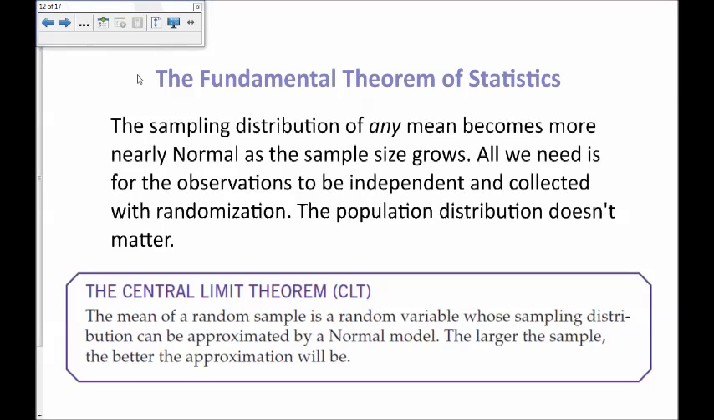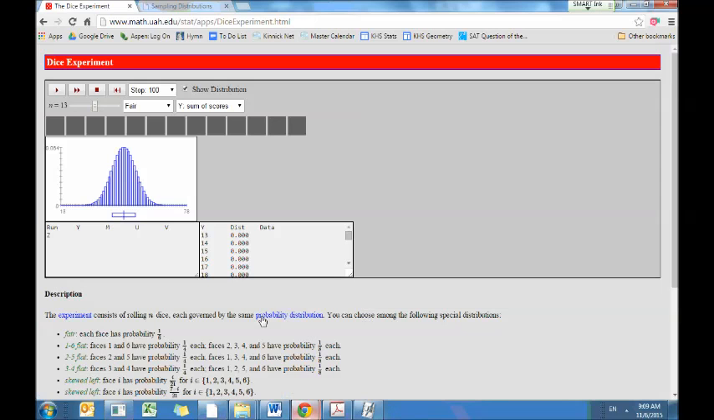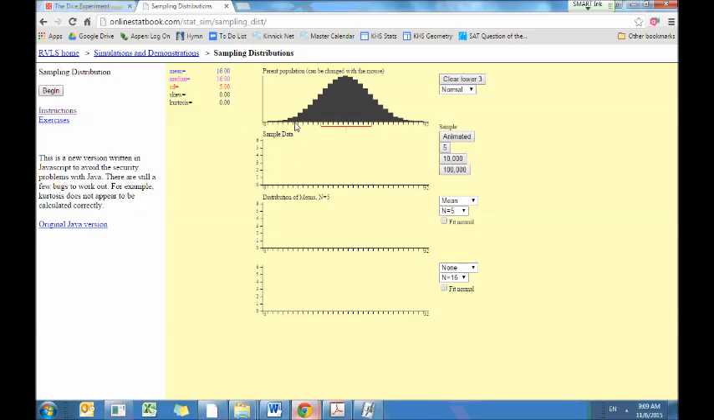I want to give you another example of this besides just dice. There's another applet online that models it. Here's a normal model. Let's take a larger sample, a sample size of 20. From that sample of 20 I find the mean. Then I take a different sample of 20.